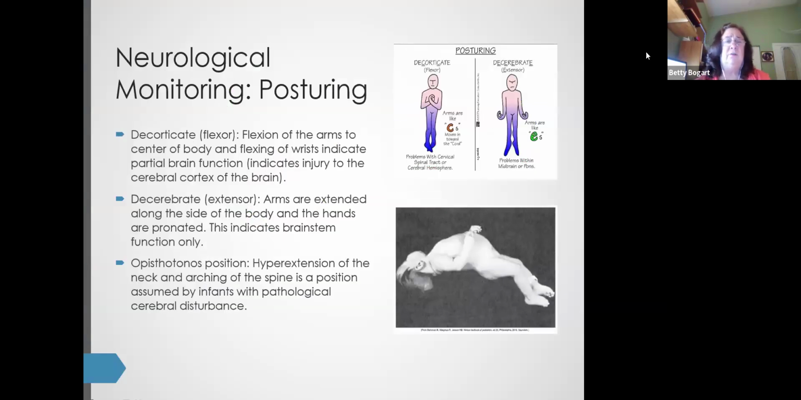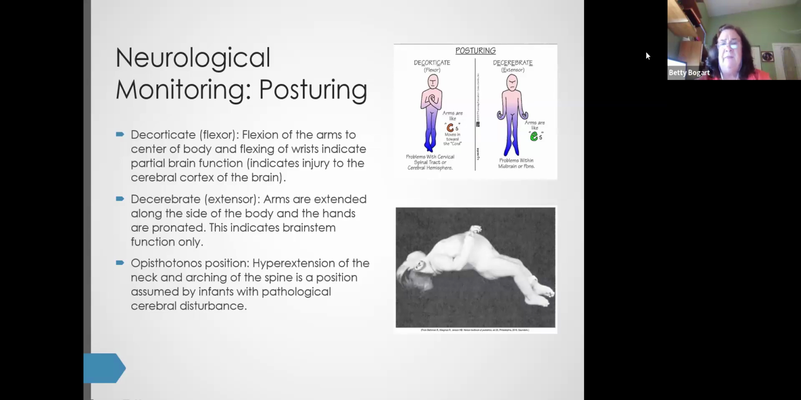Now, neurological monitoring and posturing, the cerebrate and the decorticate. Well, I call it decor. Your arms come back to the core of the body. That's how I remember it. The decerebrate is when it gets away from the body. So the decorticate and the decerebrate, flexor and extensor.